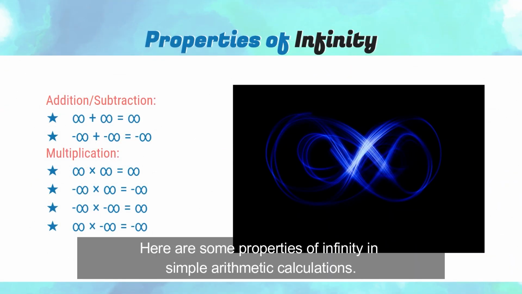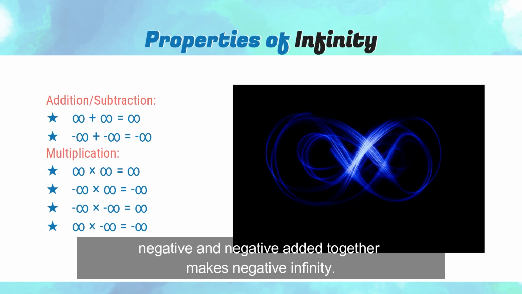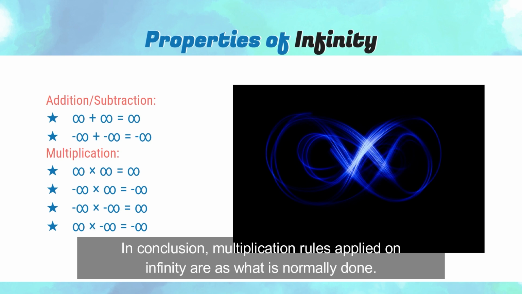Here are some properties of infinity in simple arithmetic calculations. Positive and positive makes positive. Negative and negative added together makes negative infinity. In conclusion, multiplication rules applied on infinity are as what is normally done.